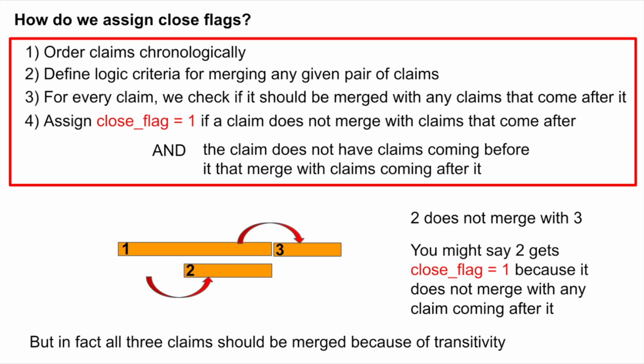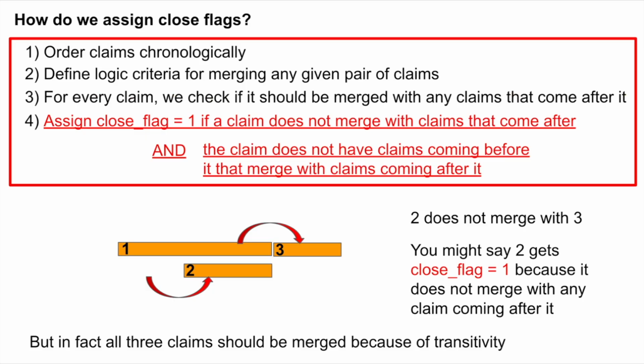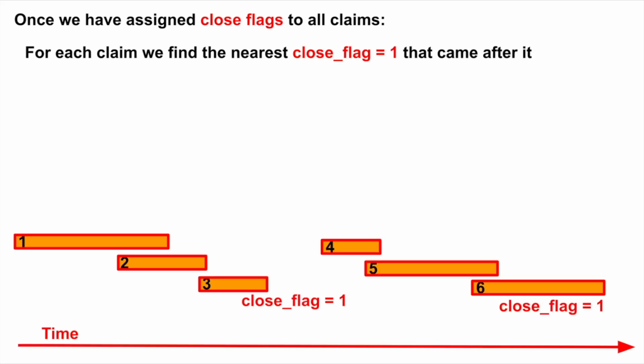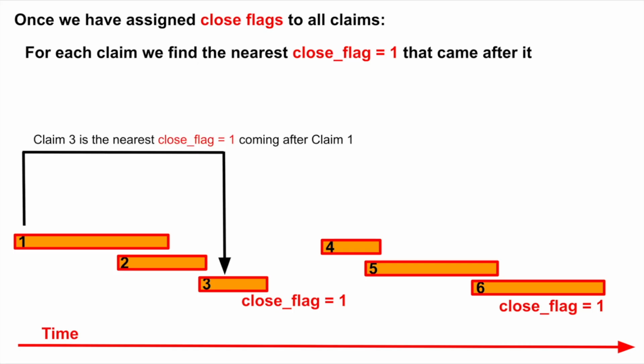So these are our steps. We order the claims chronologically, we define logic for merging any given pair of claims. For every claim, we check if it should be merged with claims that come after it, and then we assign the close flags of 1 to all the claims that need a close flag of 1. Every other claim gets a close flag of 0. So once we have assigned close flags to all the claims, then for each claim, we find the nearest close flag of 1 that came after it. So for example, for claim 1, claim 3 is the nearest close flag of 1 that comes after.